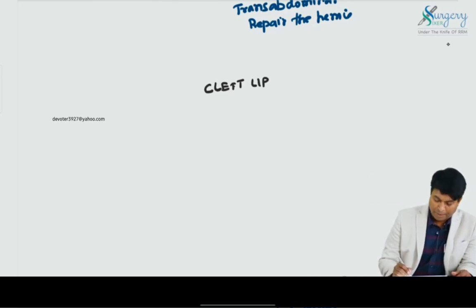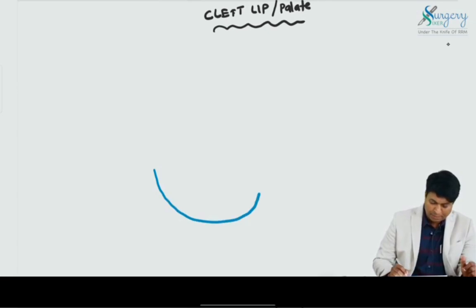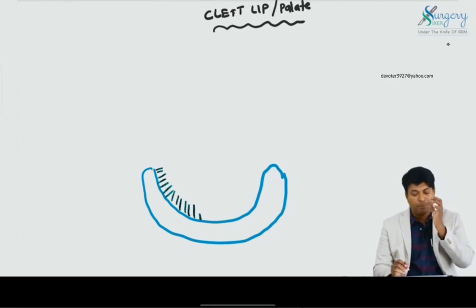I'm going to discuss cleft lip and cleft palate. So please understand the diagram I'm drawing here. Very important to understand this chapter. This is the upper lip, and this is the alveolus. The gums is nothing but the alveolus.